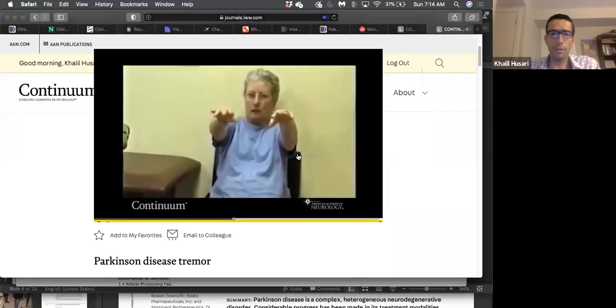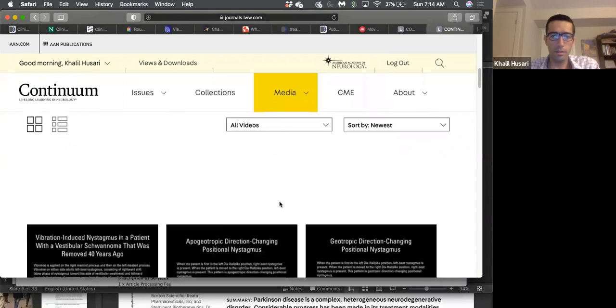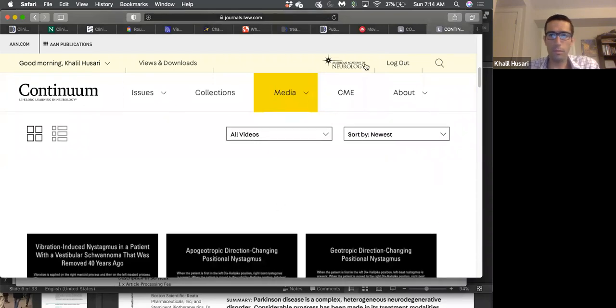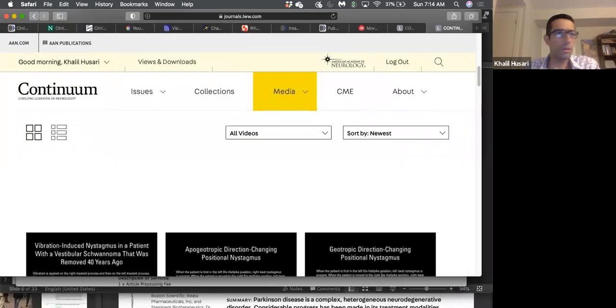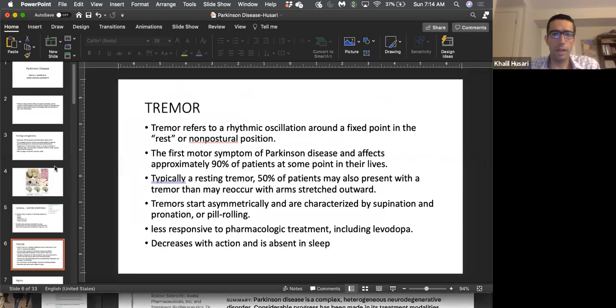Okay, let's go back to the presentation. Challenging. Okay, so this is tremors. It refers to a rhythmic oscillation around a fixed point in the rest or the non-postural position. It's usually the first motor symptom. However, as we said, 10% or 20% never have tremor. Some people divide Parkinson's into tremor predominant and tremor non-predominant. Typically, it's usually a resting tremor.